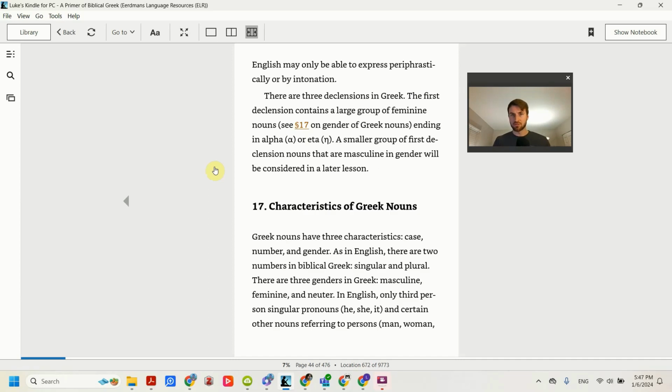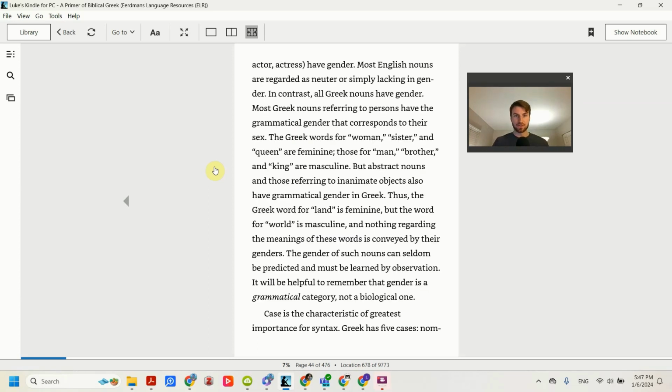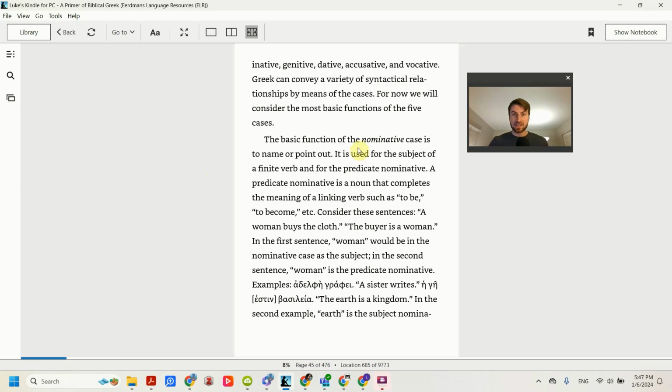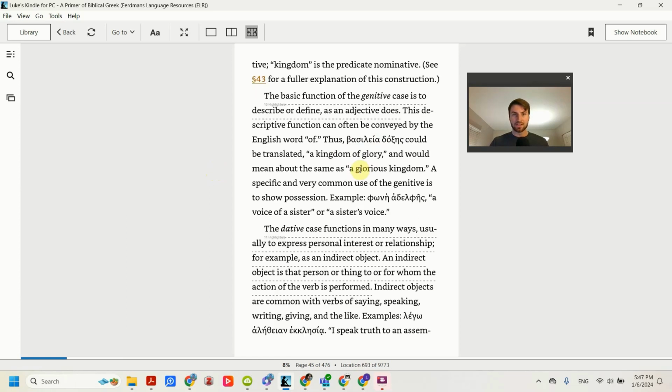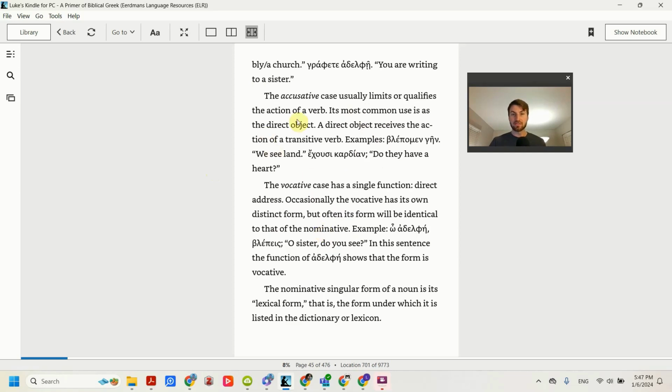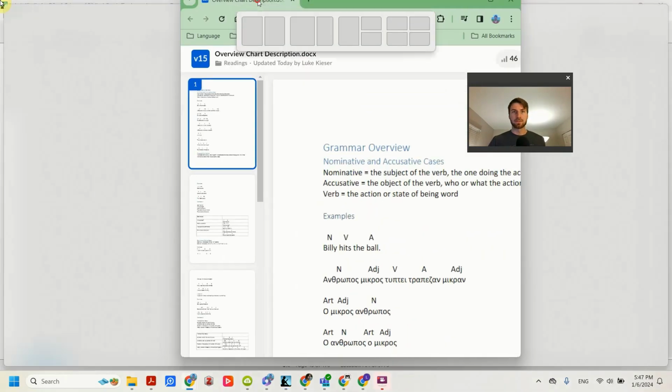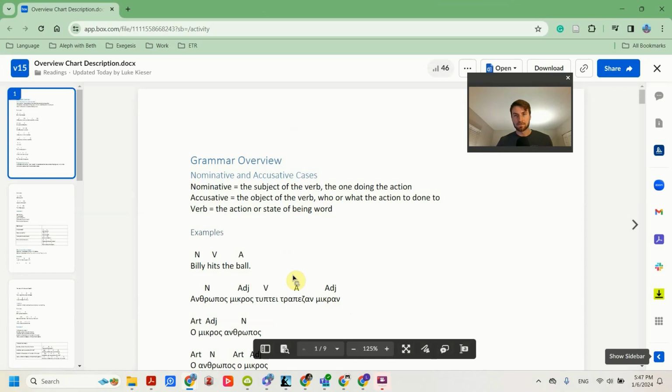Before talking about first declension, I think this is really important. It talks about what is the nominative case, what is the genitive, dative, accusative, and vocative. To talk about these, I'm going to bring up just some English examples here to help us out.